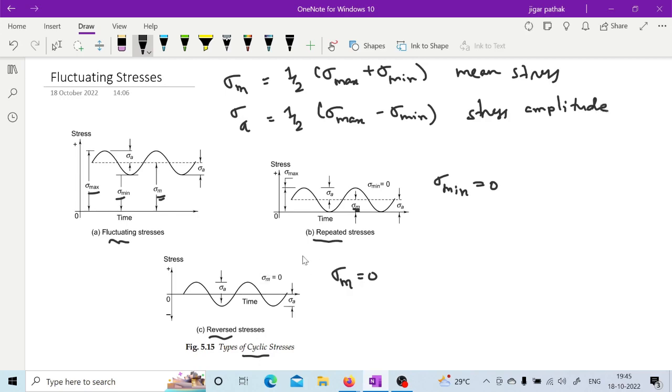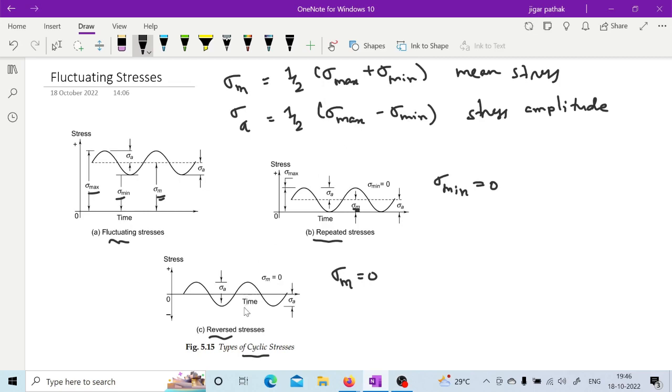Right, so this is how you are having these various types of cyclic stress. As you can see, in case of repeated stresses, your minimum stress is always 0, right? So your sigma m and sigma a are the same because minimum is always 0. So sigma m and sigma a both are sigma max by 2.